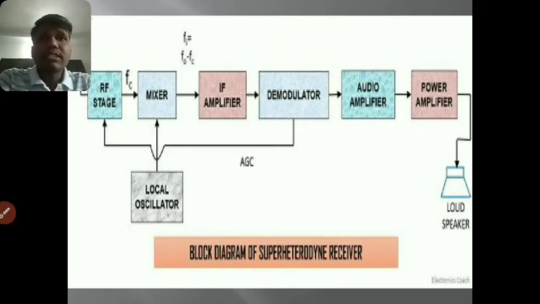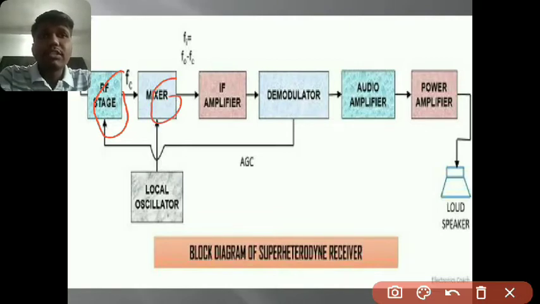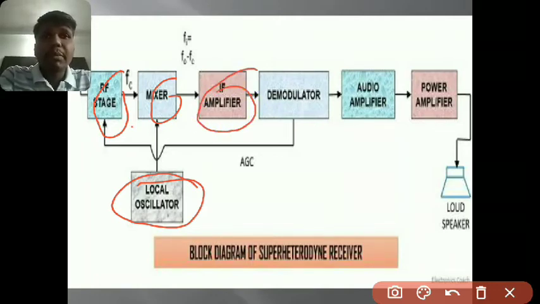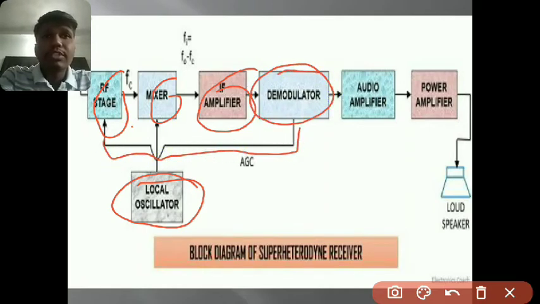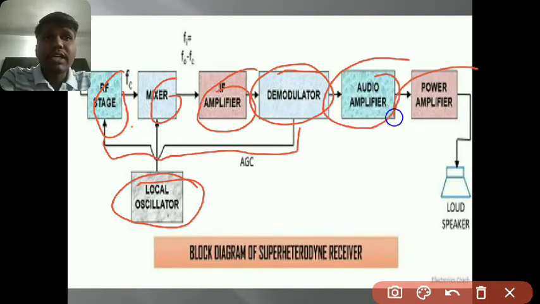First is the antenna. The antenna signal goes through the RF stage, then the mixer. The mixer combines the local oscillator and the RF stage output. Then the output goes to the IF amplifier, then the demodulator. The demodulator output goes to the audio amplifier and power amplifier, and lastly to the loudspeaker.